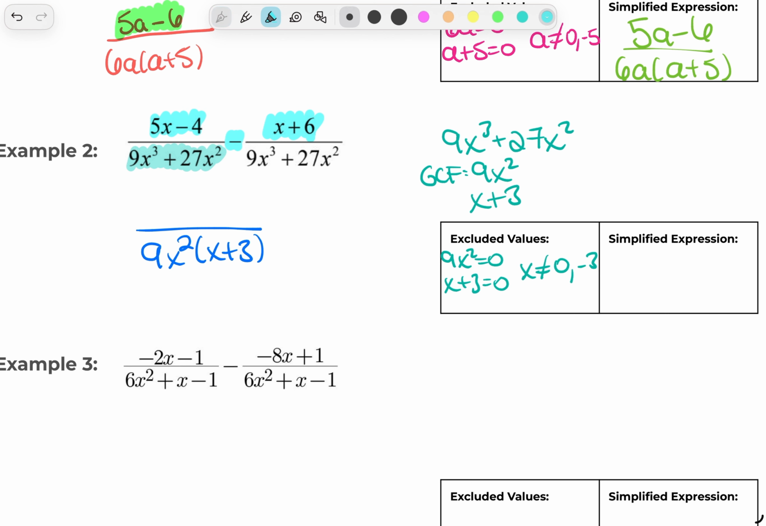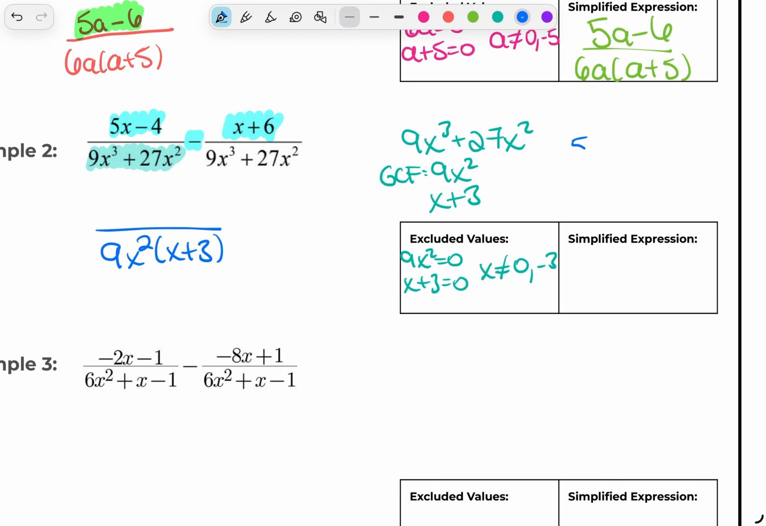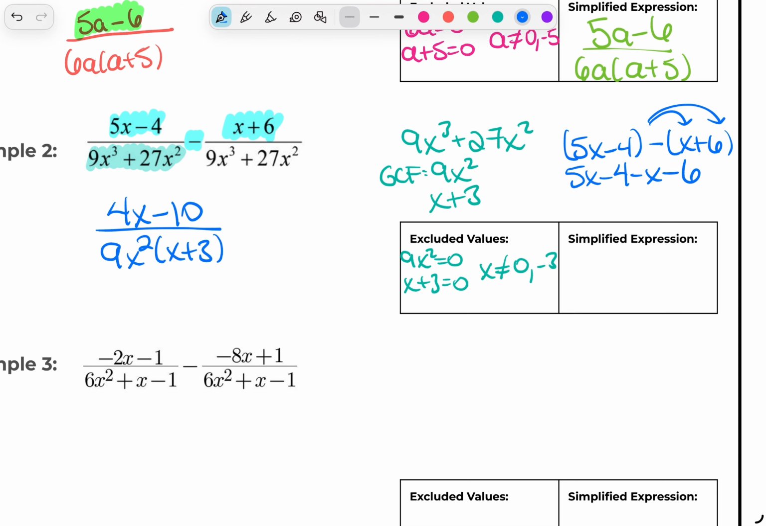And now this is where we have to be careful with that subtraction. So just kind of rewriting it off to the side here. I'm going to take that first numerator and subtract my second numerator. And so remember, with subtraction, we need to make sure that we distribute to both terms, and then we can combine our like terms. So 5x minus x would be a 4x, and then -4 minus 6 would be a -10.